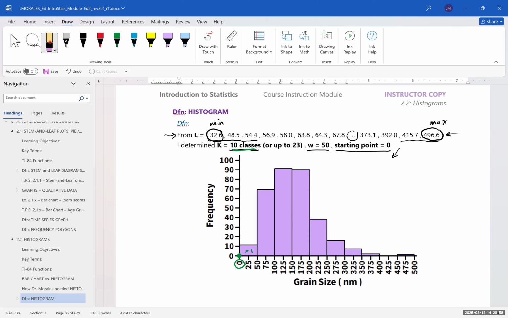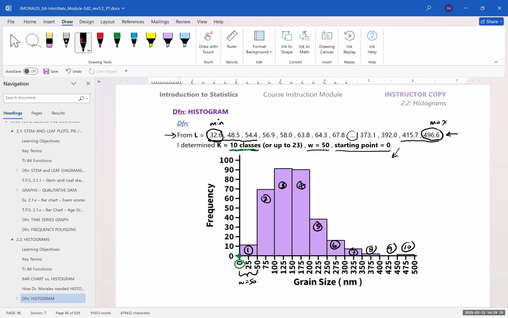Here's the first one, the second one, the third, fourth, fifth, sixth, seventh, eighth. Then there's the ninth, even though there's nothing there, and then the 10th. So we've got 10 classes or 10 bars, and each one is 50 wide. This first class goes from 0 to 50, so that's a width of 50.